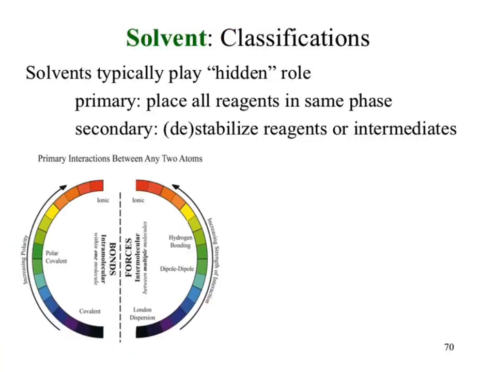Okay. Solvent classifications. These are a bit nasty, okay? And they're almost always hidden, okay? If you see a solvent listed, it is probably because they are asking you a question that requires you to think about the solvent, okay? In this chapter, or in this sequence, that means you're doing what?